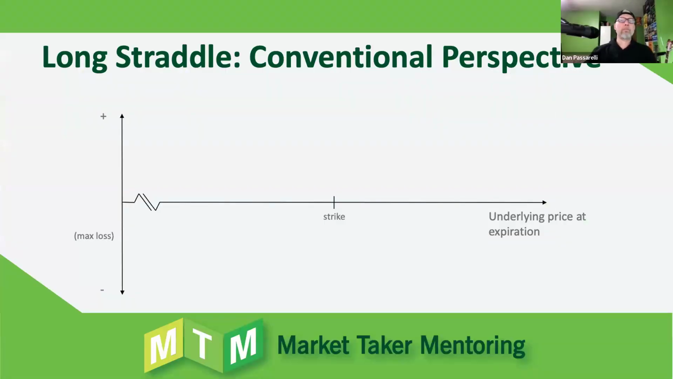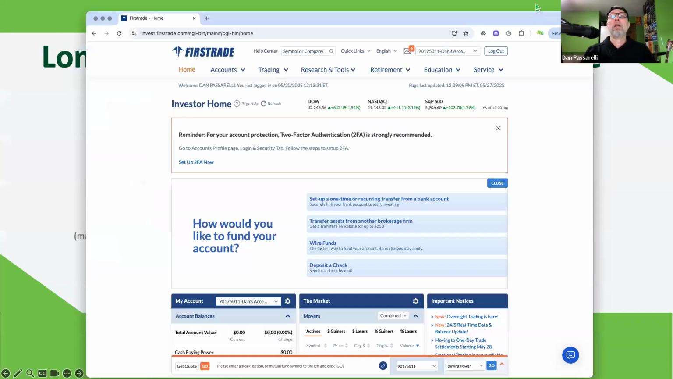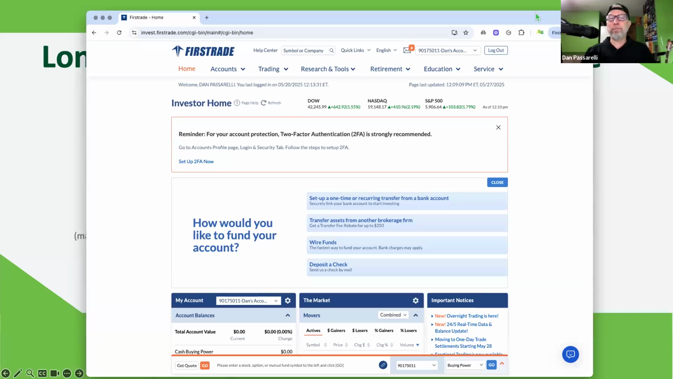So, okay. Imagine I buy a straddle. And you know what? Let's just take a quick little look-see here for a second. We got the Firstrade account here. What stock should we look at? Somebody throw out a stock, ideally one that has liquid options. What's a stock that you think might move around a lot? Anybody? Bueller. Hey, Garish, how you doing, my friend?